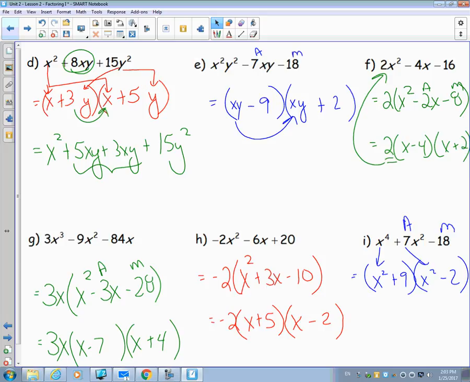You've got to be really good at factoring to be able to do it really quickly, because it's kind of one of our big ideas for the rest of the course. We're just going to use it to do most of the math.